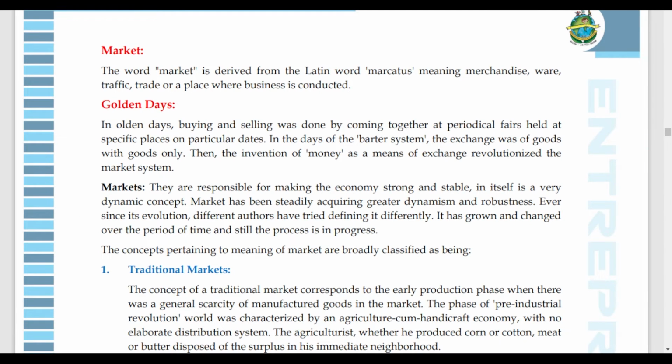Market. The word market is derived from the Latin word mercatus, meaning merchandise, traffic, trade, or a place where business is conducted. In olden days, buying and selling was done by coming together at periodical fairs held at specific places on particular dates. In the days of the barter system, the exchange was of goods with goods only. Then, the invention of money as a means of exchange revolutionized the market system.